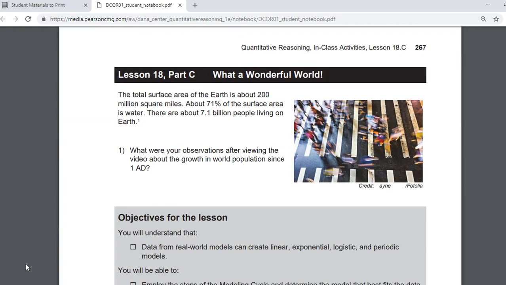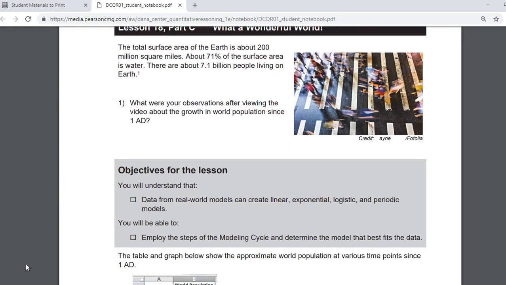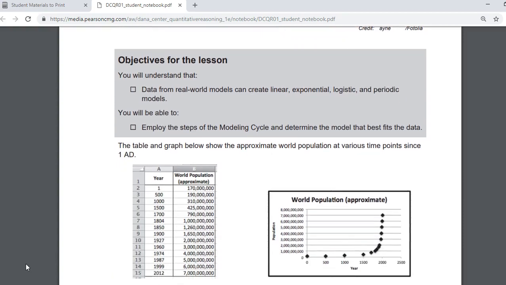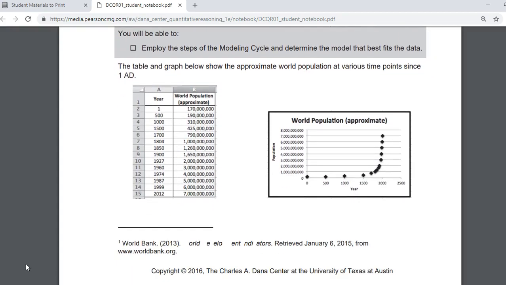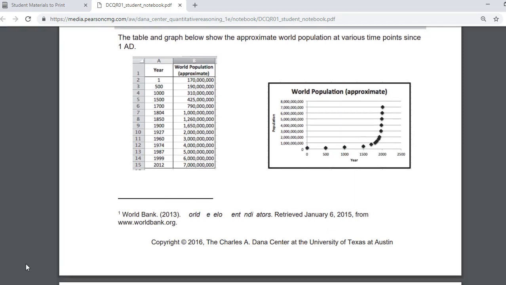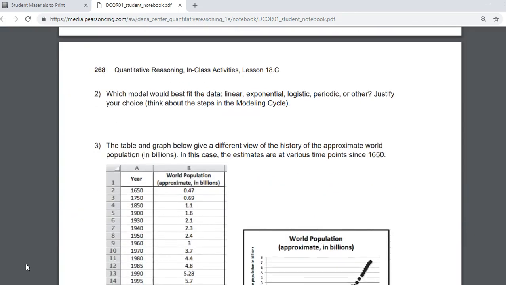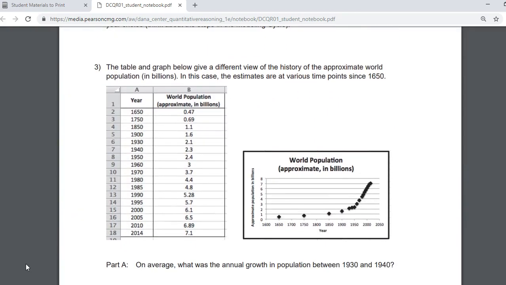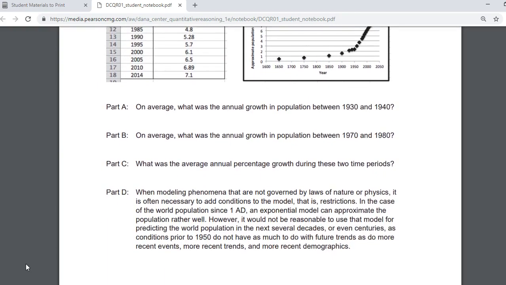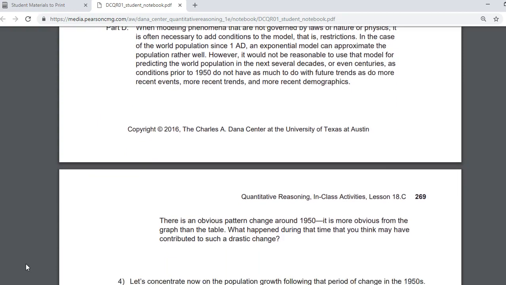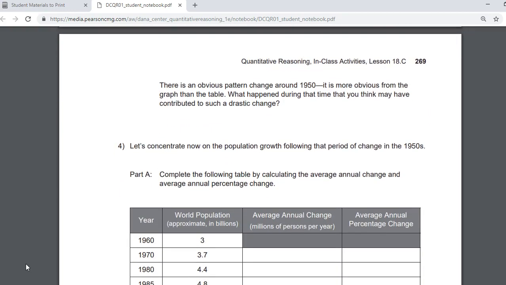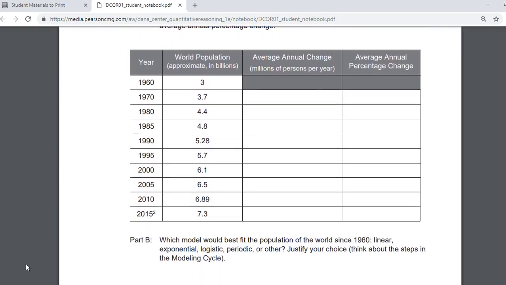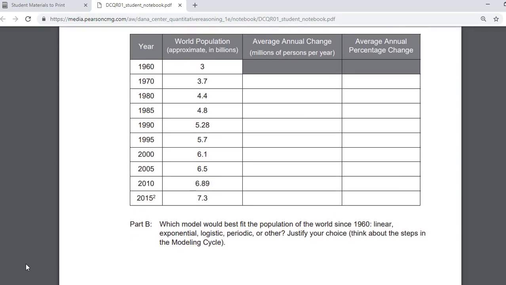We did do lesson 18C. And on lesson 18C, we were talking about the population. We were talking about models. We were talking about what kind of models might best describe our information. And so we were talking here, you need to be familiar with, let me see if they're listed. You need to be familiar with linear, exponential. I'm looking to see if they're listed. There we go. In part B.